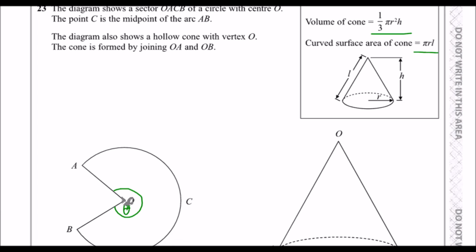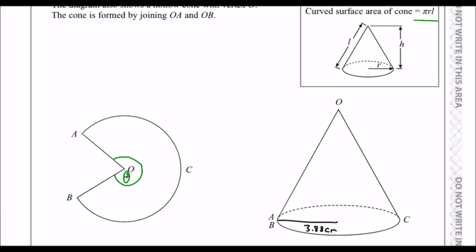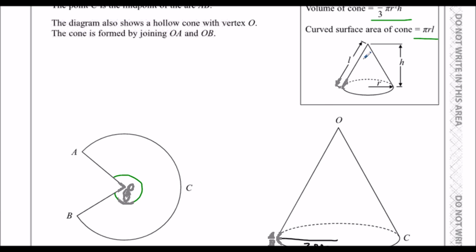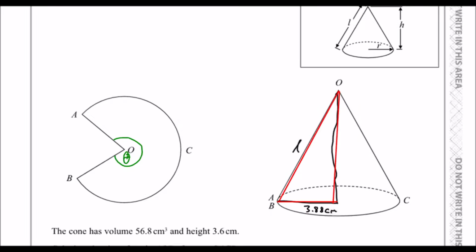We're now going to use the curved surface area. So that's pi times r times L. L is this diagonal, but we don't know yet. So we're going to have to work out L. But we do know the height. So we can use Pythagoras to find L. So the height is 3.6.